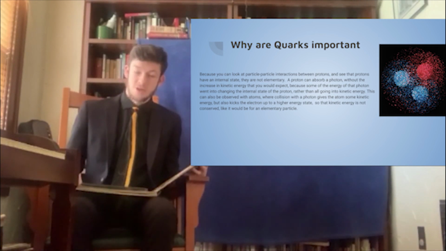This can also be observed with atoms, where collision with a photon gives the atom some kinetic energy, but also kicks the electron up to a higher energy state, so that the kinetic energy is not conserved like it would be for an elementary particle.